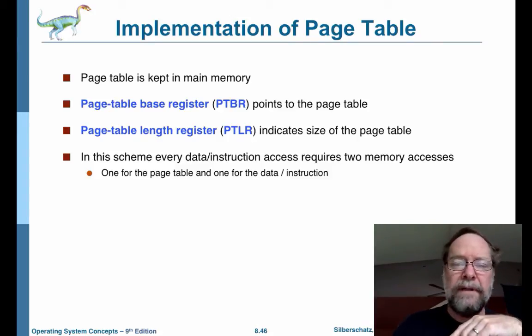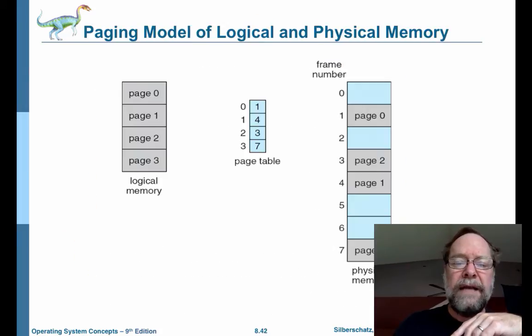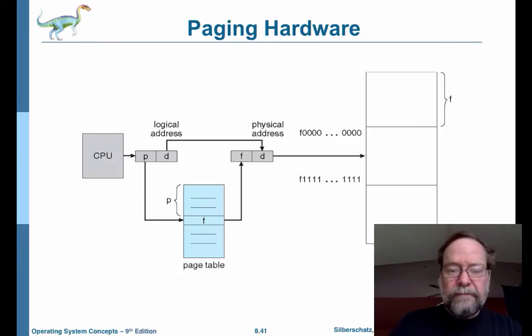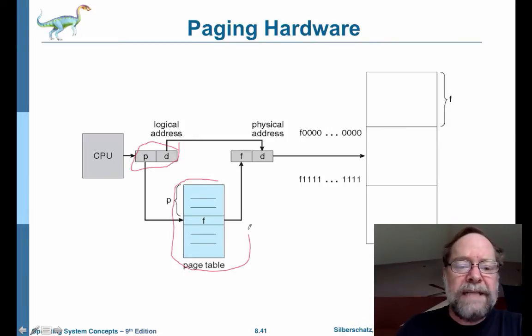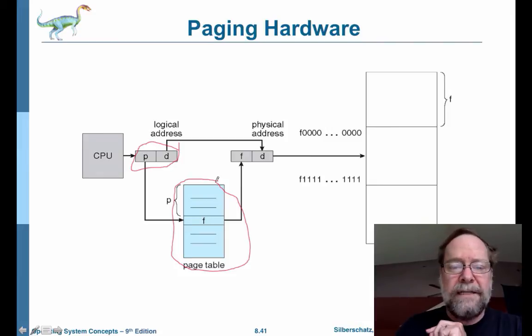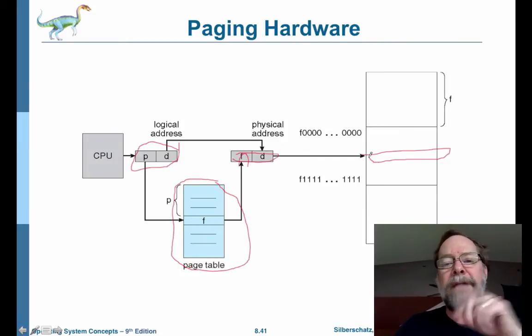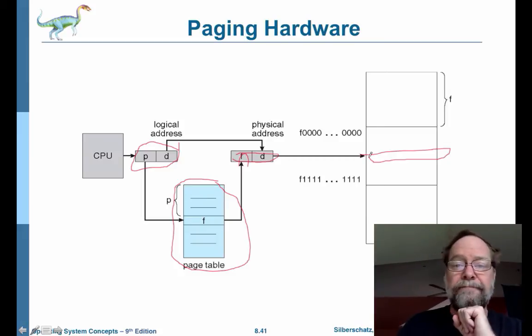Let me back up here a little bit to my earlier slide. So you can see when we want to access this logical address, the first thing we have to do is go do a memory access just to get a value from the page table. So that's 1 memory access. We then plug in the frame number. We use this as the physical address. So that's our second memory access. So every memory access now actually takes 2 memory accesses.